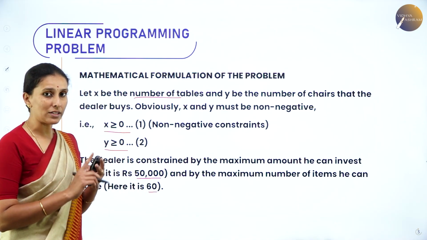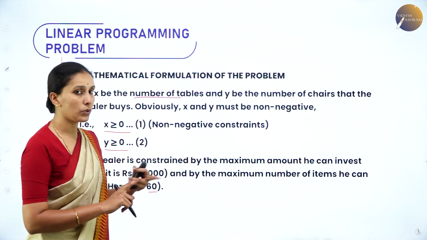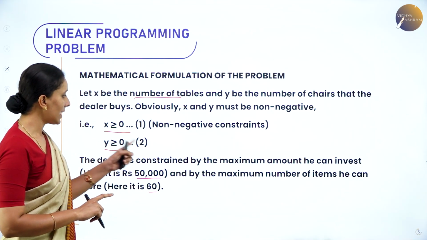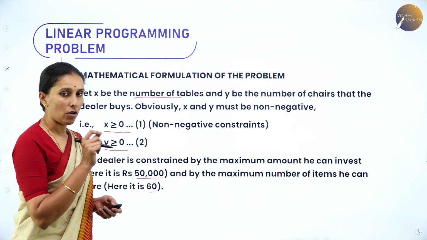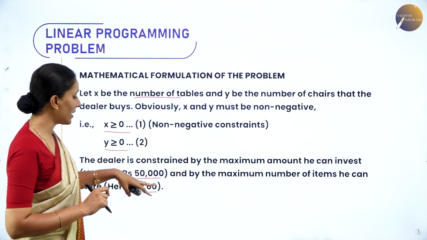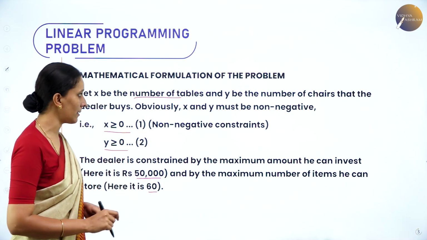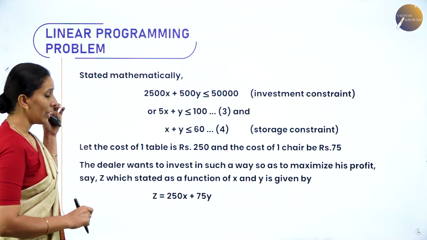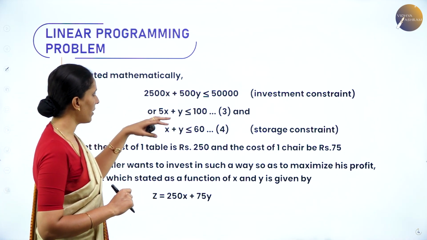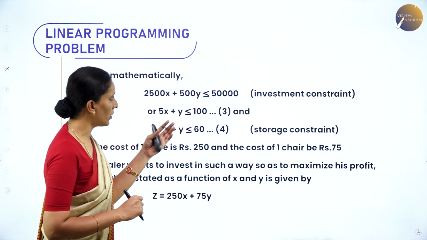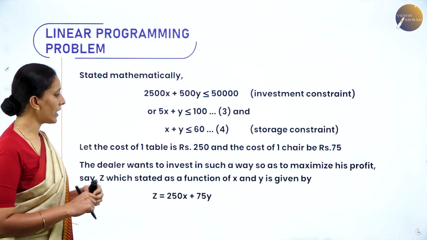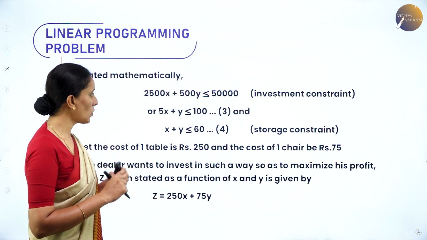So here we have two constraints. One is the constraint related to the investment and the other is the constraint related to the storage. The maximum he can invest is 50,000 and the maximum number of items he can store is 60. So it is mathematically stated in such a way that the investment constraint is 2500x plus 500y less than or equal to 50,000, that is 5x plus y less than or equal to 100, and x plus y less than or equal to 60. So this is the storage constraint.